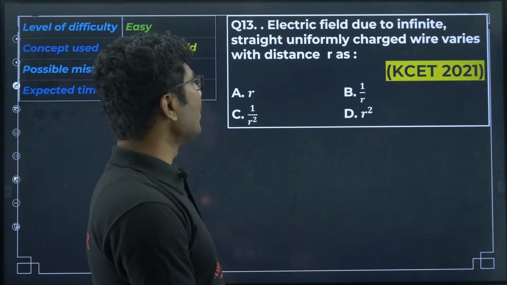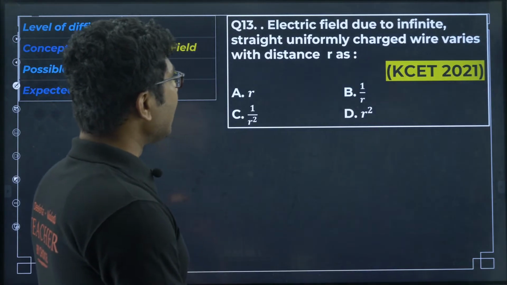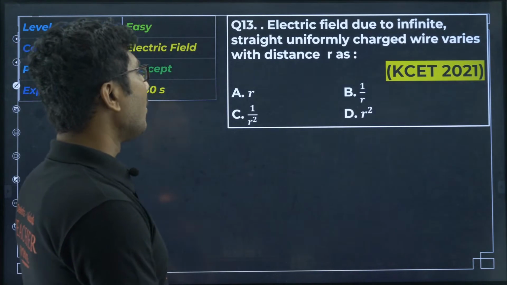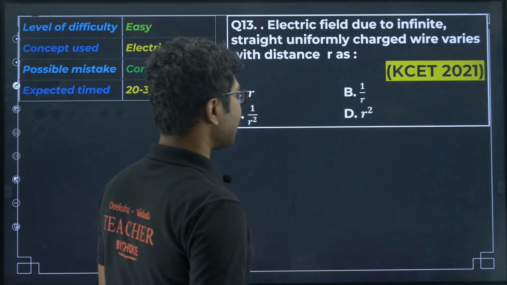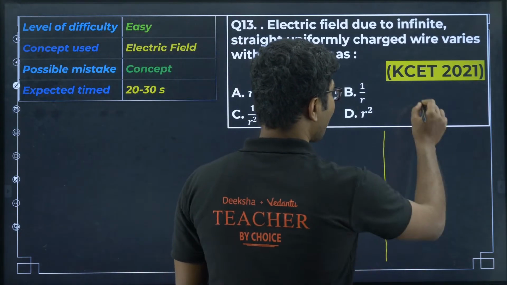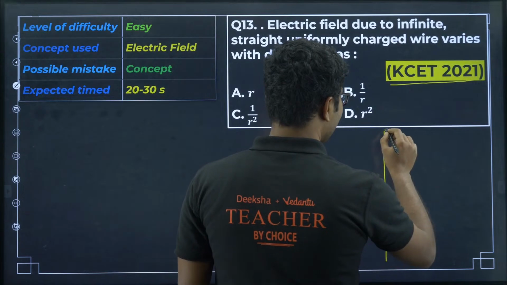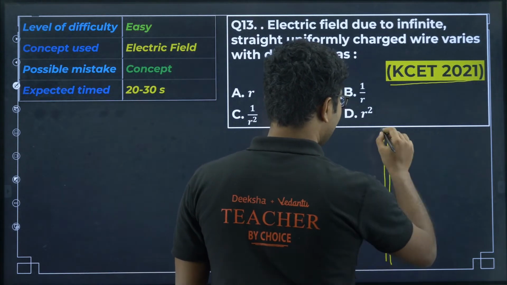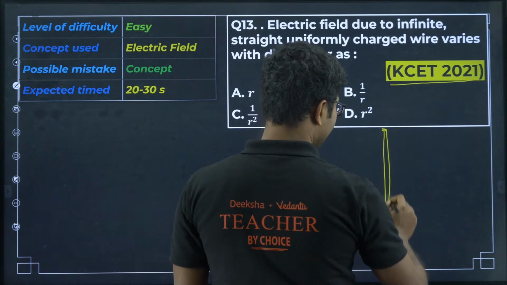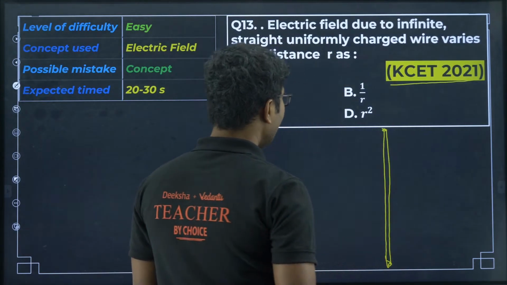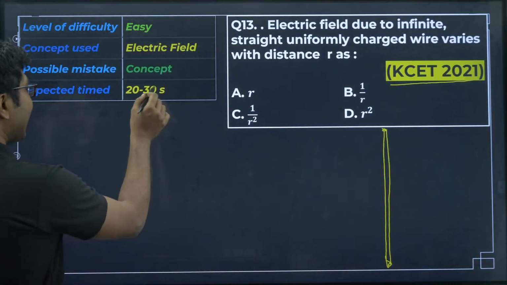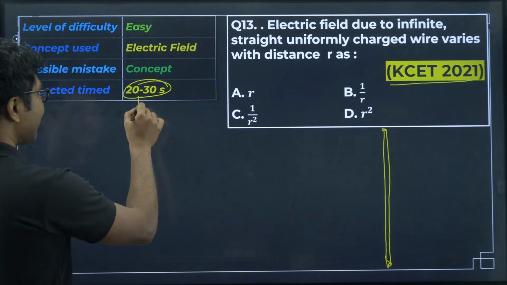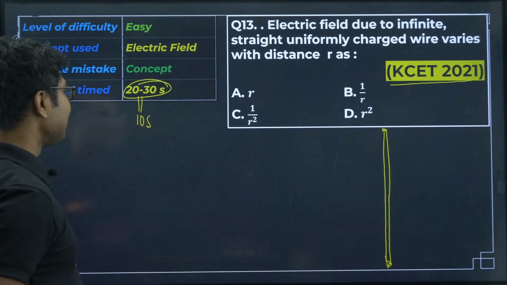Now let's see: electric field due to an infinite straight uniformly charged wire varies with distance as. This is from KCET 2021. Just to give you an idea, KCET questions are not always super hard, some easy questions are also there. I have mentioned 30 seconds, but it will be only 10 seconds, maximum 10 seconds.